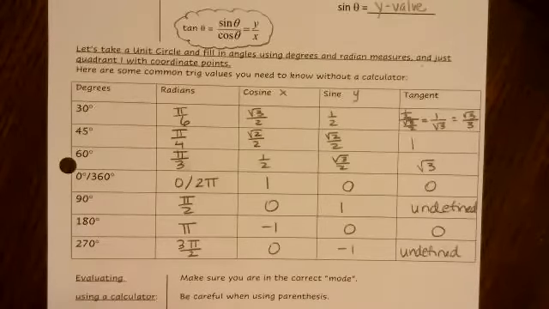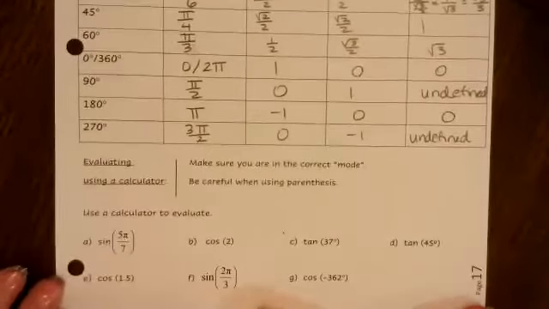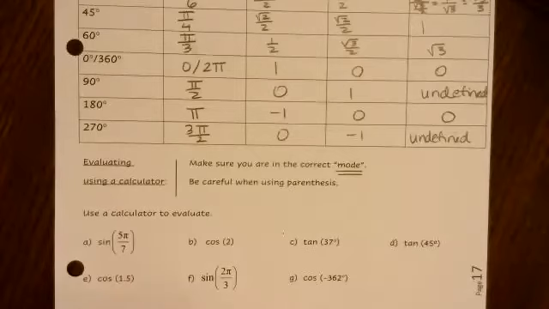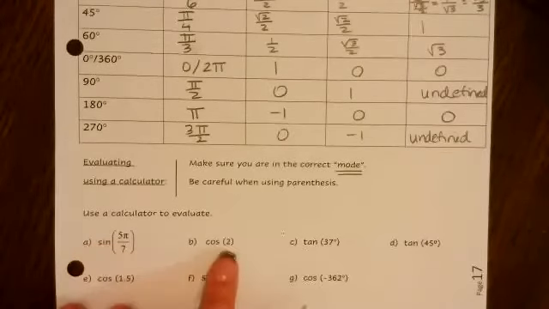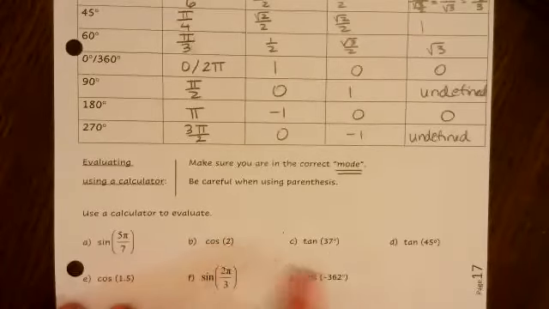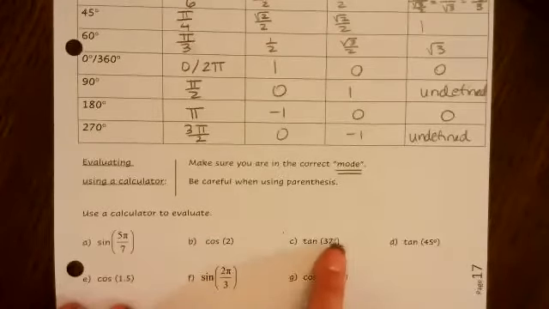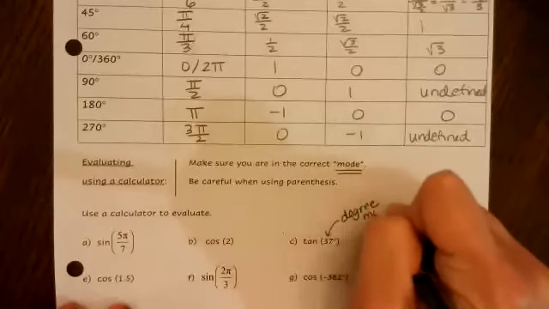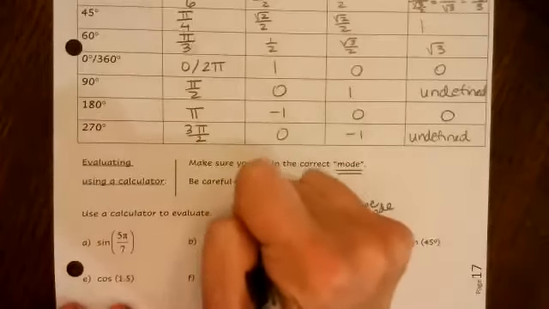I do want to remind you, when you're plugging these into the calculator, you must be in the correct mode. So when asked to do a degree, you need to be in degree mode. When asked to do a radian, you need to be in radian mode. You know that by looking at this. This is written as a radian, so I know this is radian. This is also a radian. It does not have a degree symbol, so this is a radian. This one here has a degree symbol, so this would be degree. So you would want the calculator in degree mode here, and you would want the calculator in radian mode here.